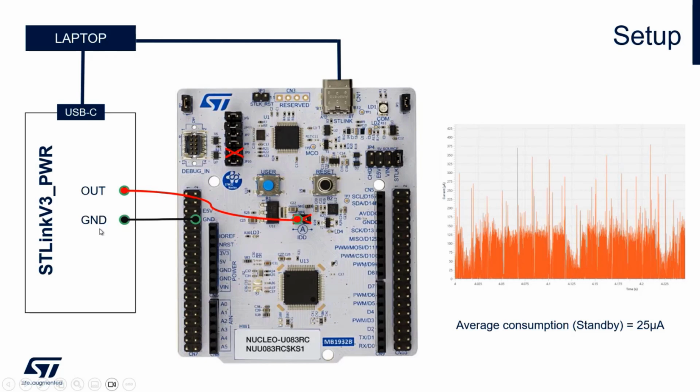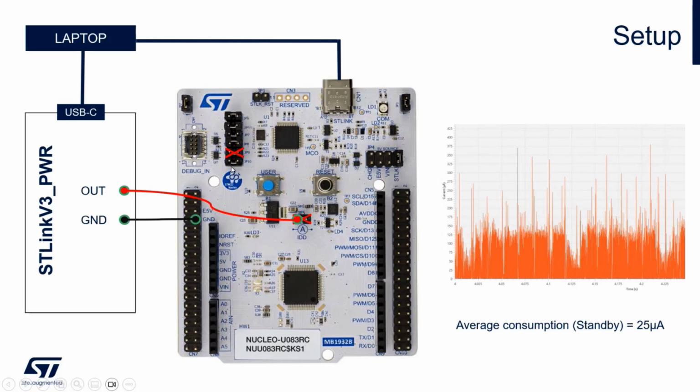And we link the ground to the ground. We also need to remove jumper 9, the link for the reset signal between the internal STLink of the Nucleo and the MCU. If we don't remove this jumper, we can have some overconsumption.